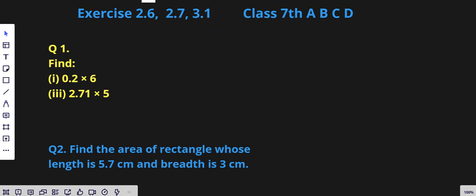So good morning students. Today I am going to cover some of the remaining questions of 2.6, exercise 2.7 and a new chapter, 3.1, that is data handling. I'll give you an introductory part of data handling using some examples of your exercise 3.1. So without wasting any more time, let's start doing some questions.